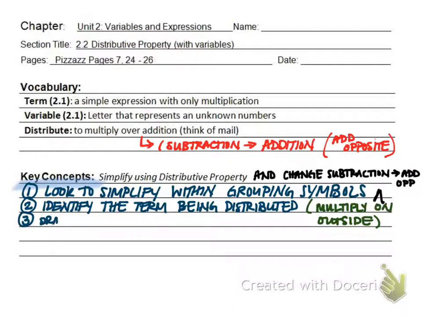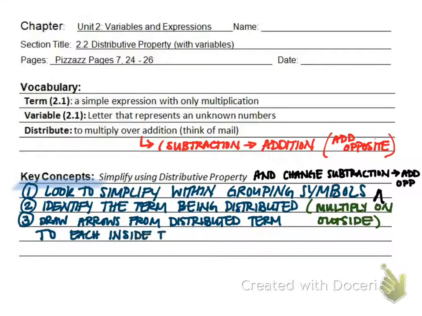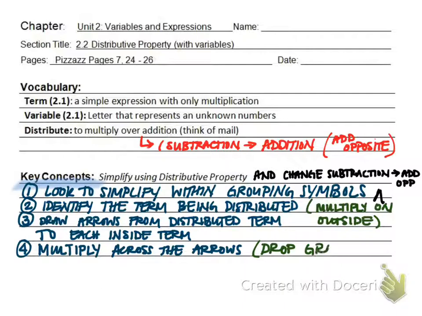The third step here is to draw arrows from the outside term to each inside term. So we're essentially distributing that outside term to all the things inside. Remember that Valentine example that I gave. And the fourth piece, excuse me, I am ahead of myself. So 4 is to multiply across the arrows and drop grouping symbols. So once we multiply, we can go ahead and drop the grouping symbols.